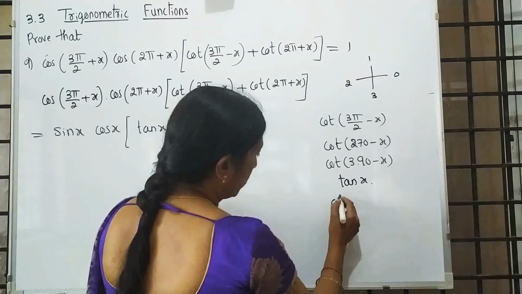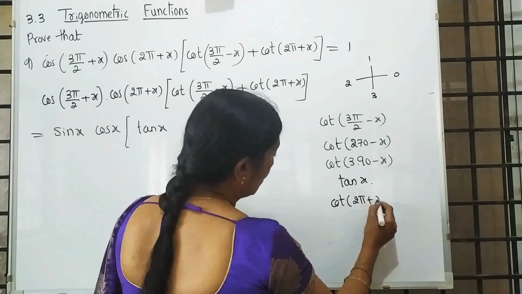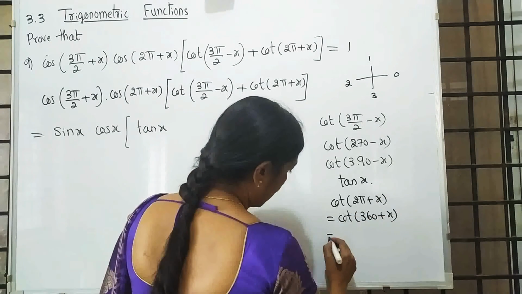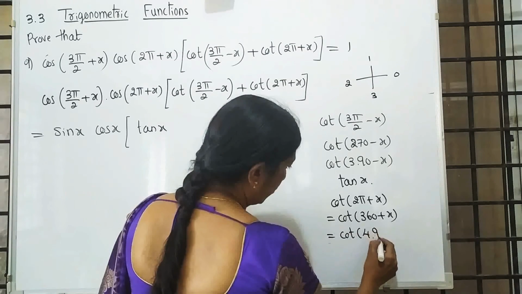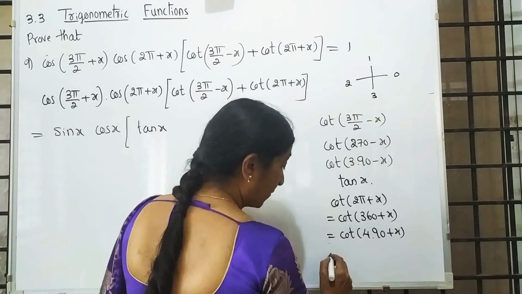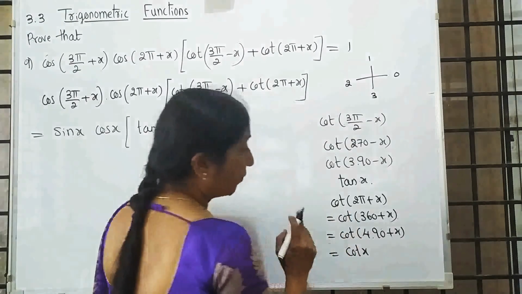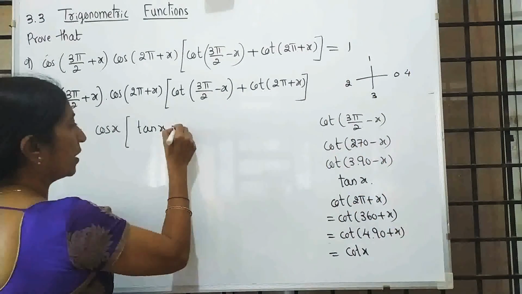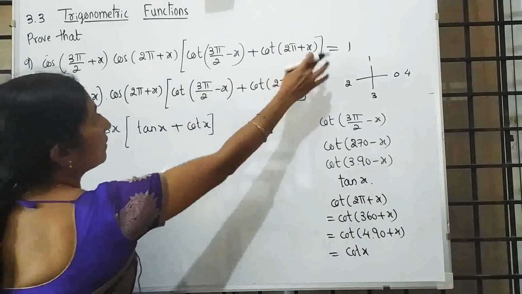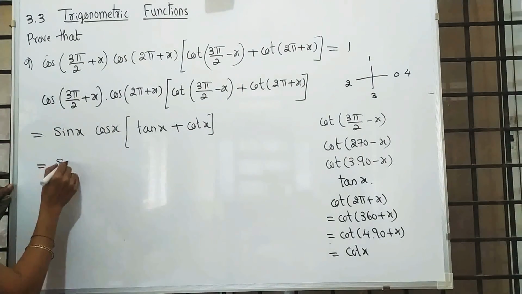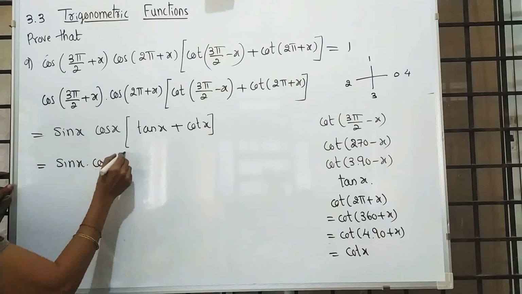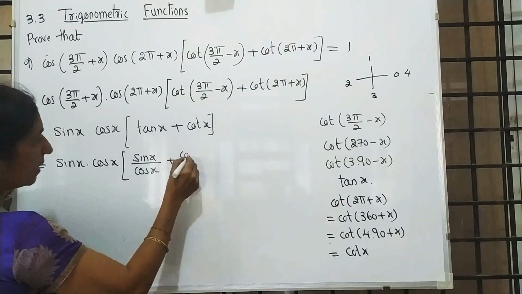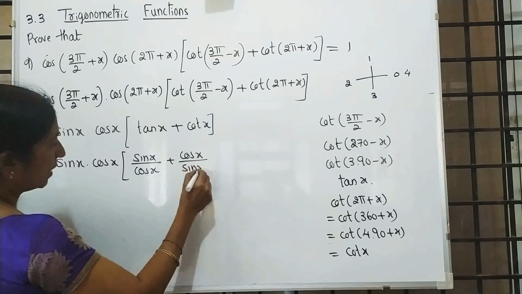Next, cot 2 pi plus x. 2 pi is 360. 360 plus x. It is cot 4 into 90 plus x. 4 is even. Cot remains cot. After that we have to check where it comes. This is 4 into 90 plus, means first quadrant. In the first quadrant all are positive. But the answer required is 1. Keep this sin x into cos x as it is. Tan I am writing as sin x upon cos x. Cot I am writing as cos x upon sin x.